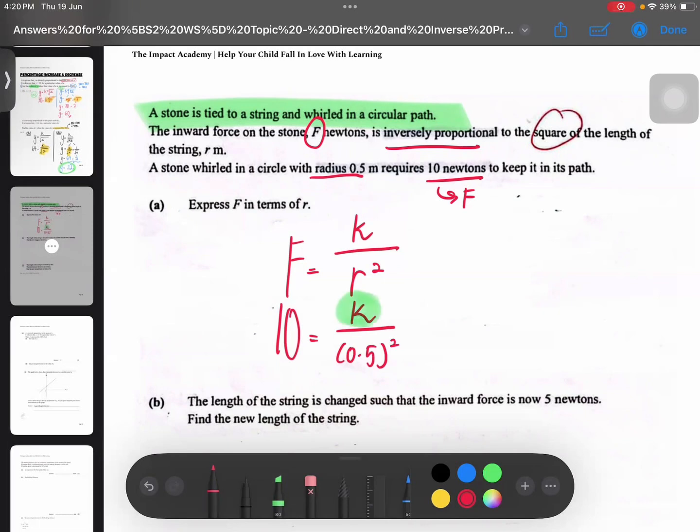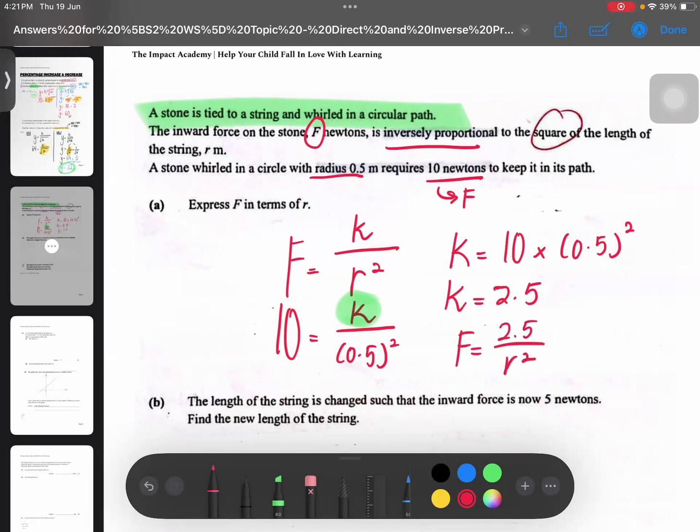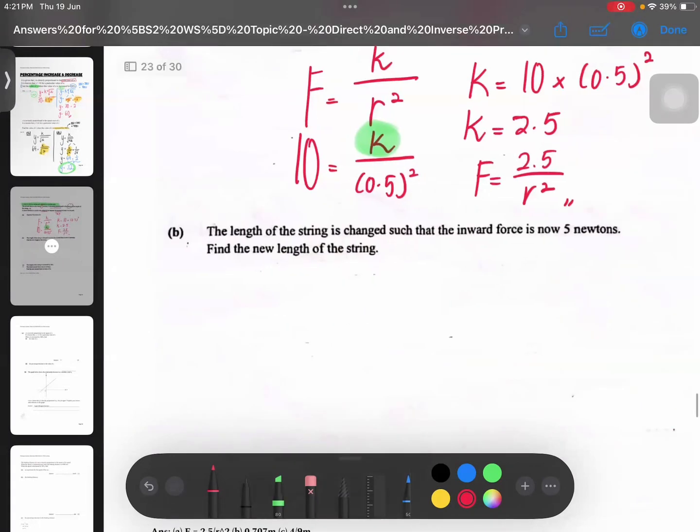Now all you want to do is make sure K is isolated. So K is equal to 10 times 0.5 to the power of 2. Are you understanding? So K is equal to how much? 2.5, right? So F is equal to 2.5 over R squared. That's your answer for A. A is very simple.